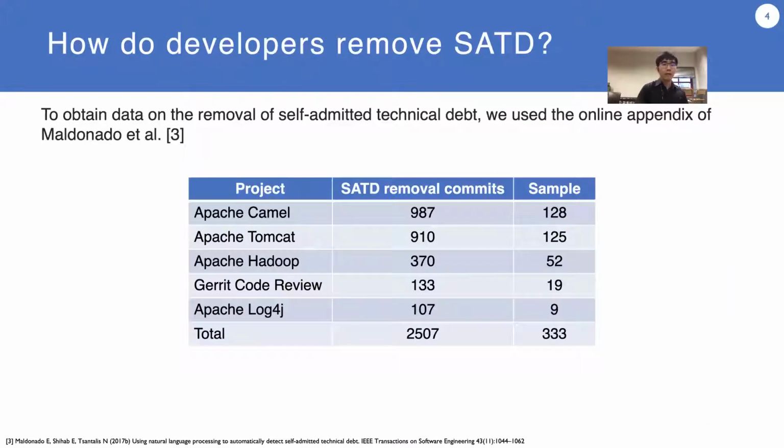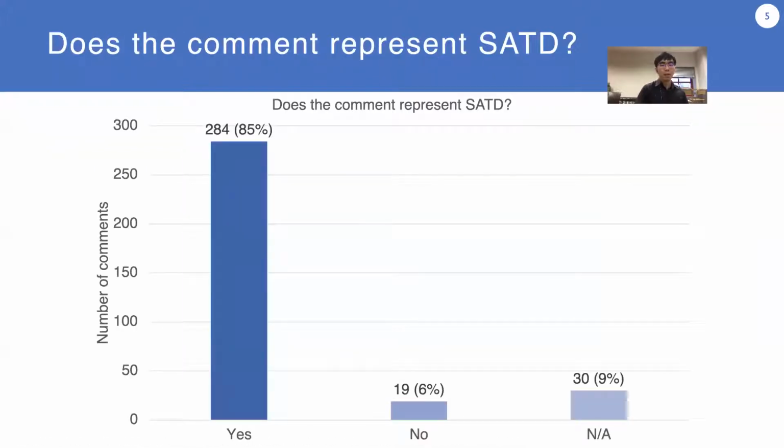To understand what kind of SATD could be addressed or managed automatically, we first created a qualitative study on a sample of removed SATD. By looking into the dataset and randomly sampling with a 95% confidence interval, we saw 333 sample comments. From these 333 comments, we asked, does the comment represent SATD? Among the removed comments, we found that not all of them were SATD. 85% of them were actual technical debt, while 6% were incorrectly tagged, and 9% were not actually removed, but only edited.